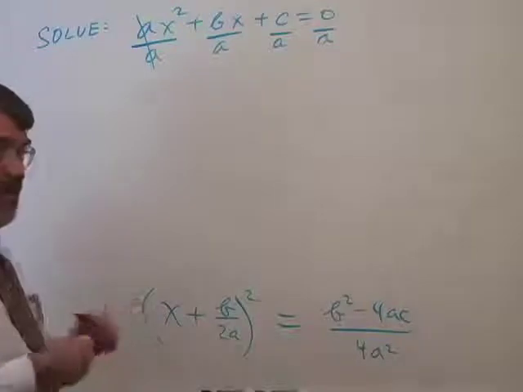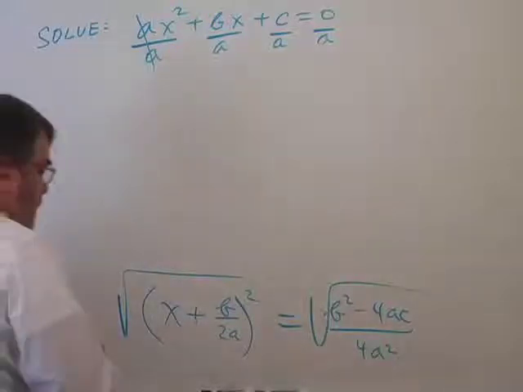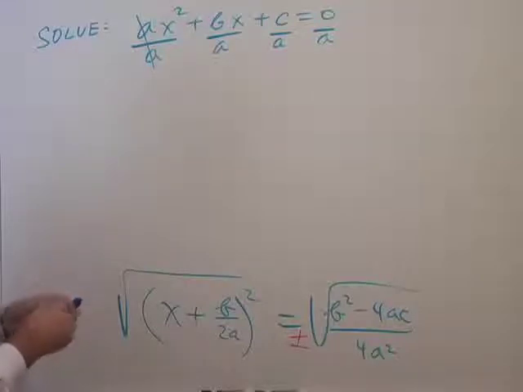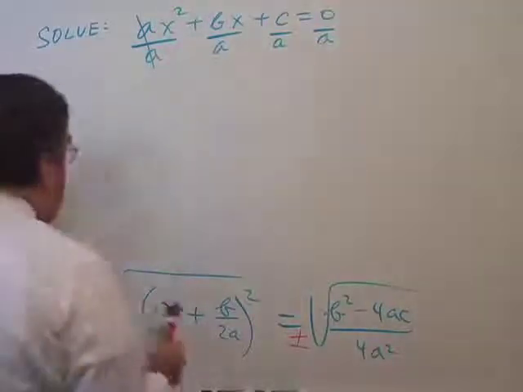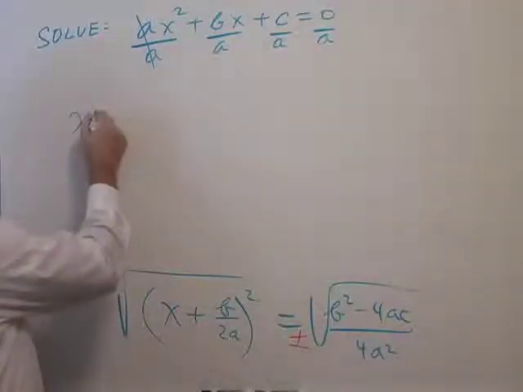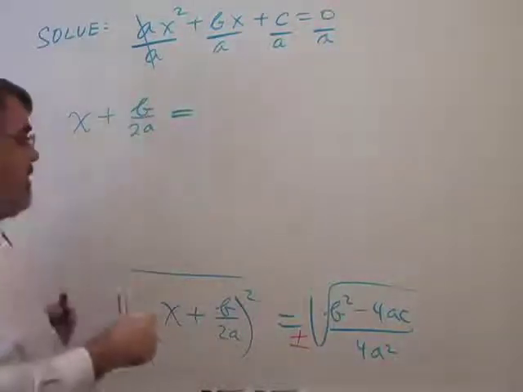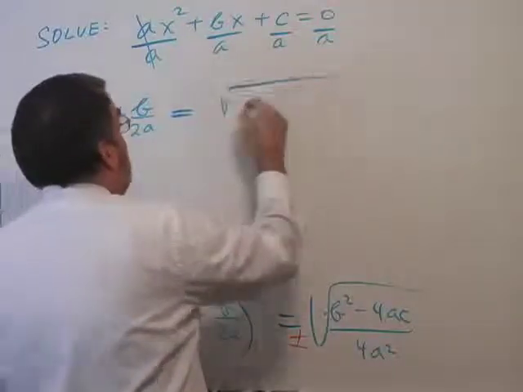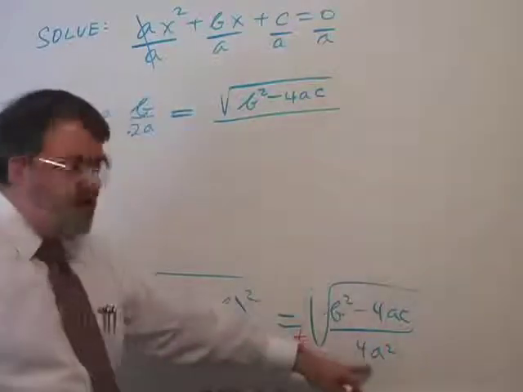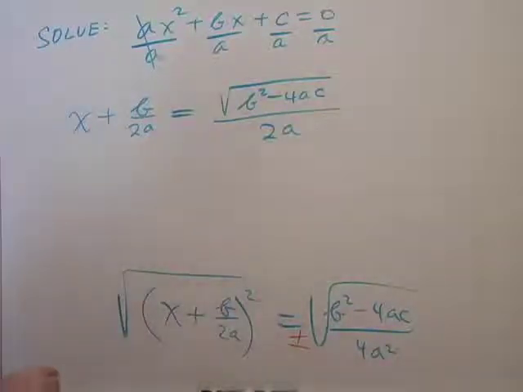So I can take the square root of both sides, and as always, when you do that, you need to toss in the plus or minus symbol to account for all the answers. And we're almost there, because this now simplifies the left side down to x plus b over 2a, and the right side becomes, on top, the square root of b squared minus 4ac, and down below we take the square root of 4a squared, that's 2 times a, and we're done with that.